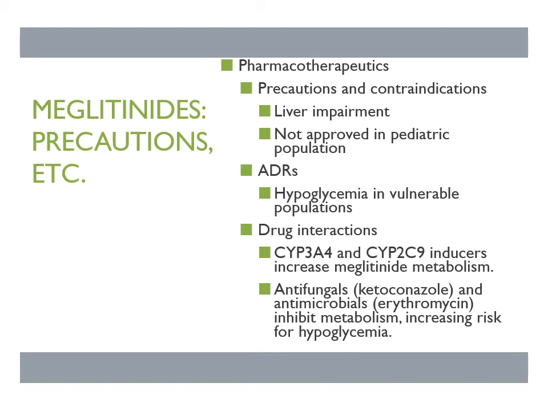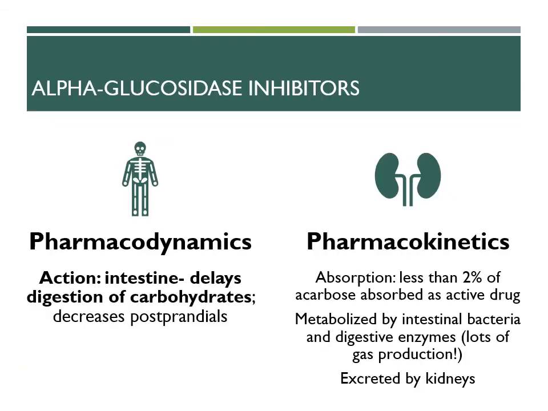And some drugs can also increase the risk of hypoglycemia. Alpha-glucosidase inhibitors are also not as highly recommended. The action is in the intestine. They delay the digestion of carbohydrates, so they can decrease postprandial blood sugars. They're excreted in the kidneys and metabolized by intestinal bacteria.